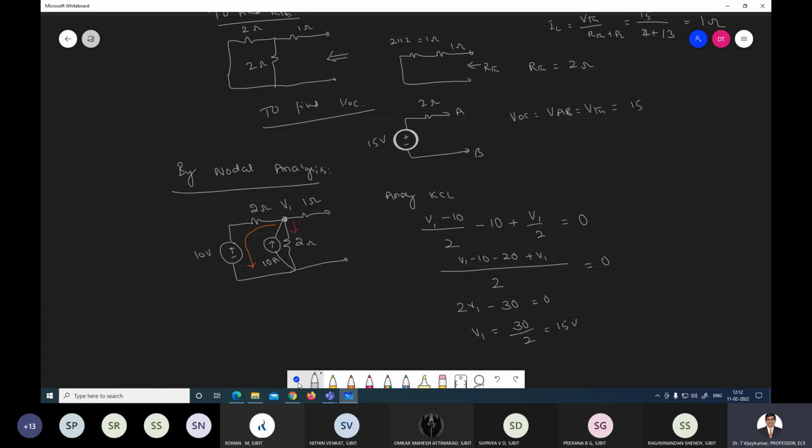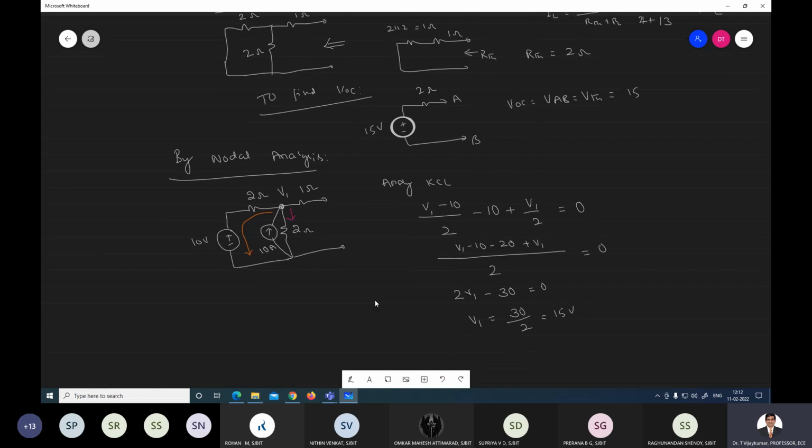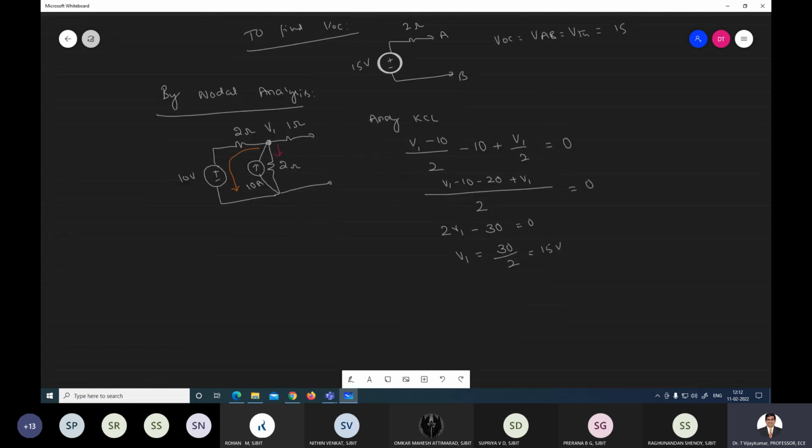So what is V1 here? V1 is nothing but the voltage across the 2 ohm. That itself is the open circuit voltage. V1 is nothing but the voltage across AB. That is our open circuit voltage. That itself is the Thevenin voltage. That is our 15 volt.